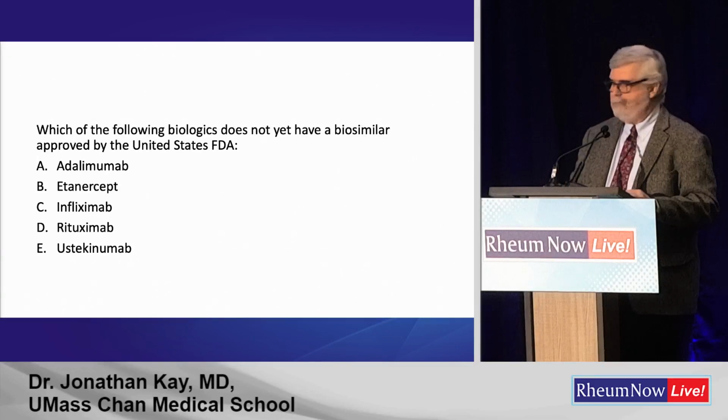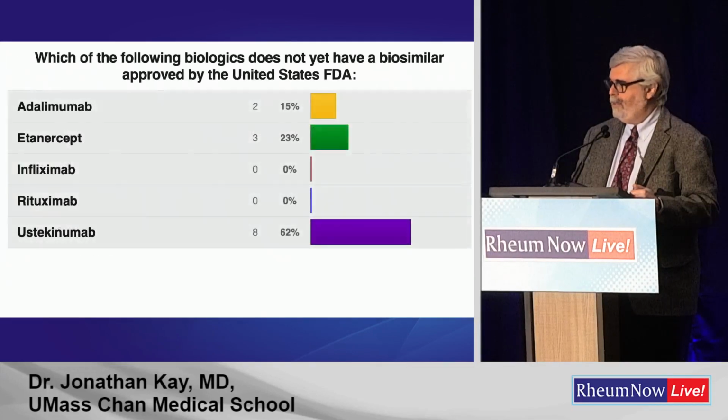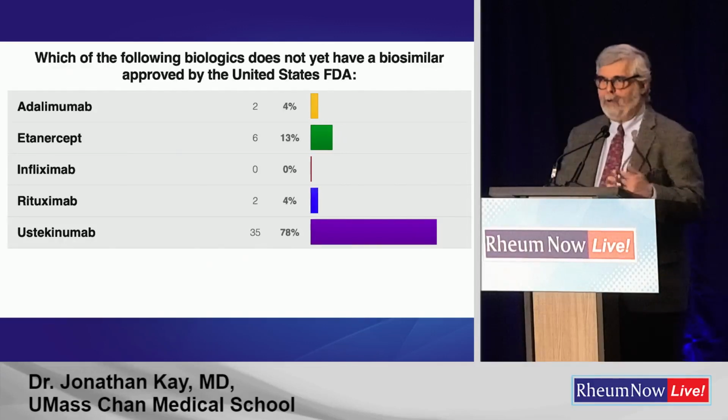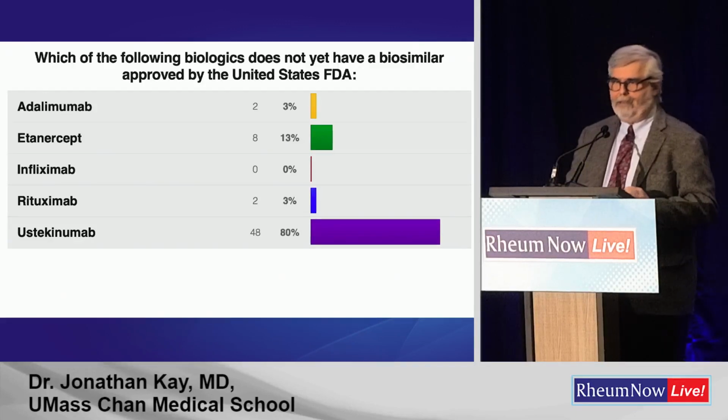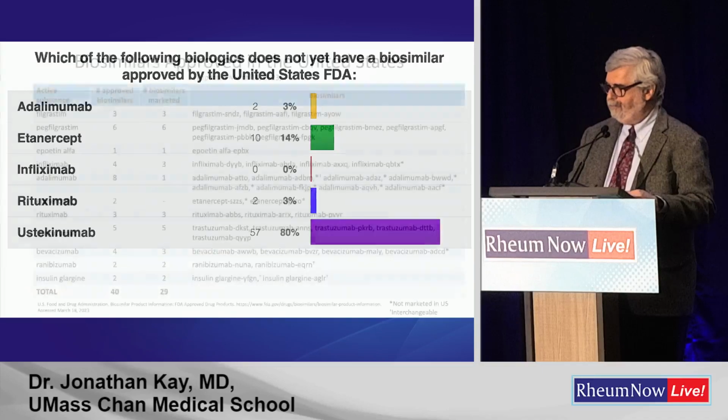So the first question for polling: which of the following biologics does not yet have a biosimilar approved by the United States FDA? Adalimumab, etanercept, infliximab, rituximab, or ustekinumab? So ustekinumab is gaining majority. About 75%, 3/4 of you said ustekinumab. So the correct answer is ustekinumab. There's actually a ustekinumab biosimilar candidate by Alvotech that has been submitted to the FDA for review and approval.